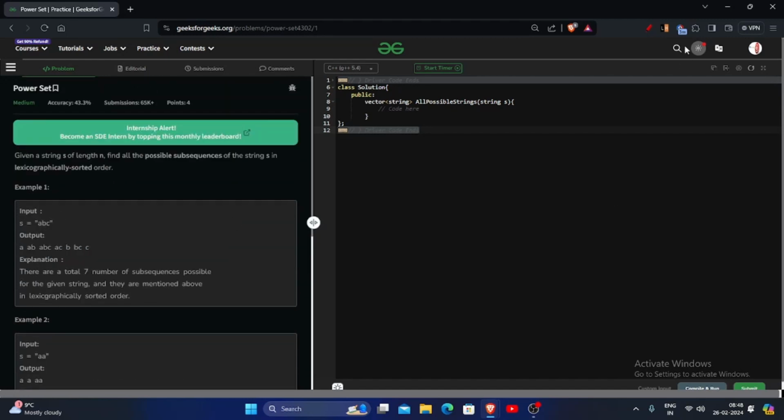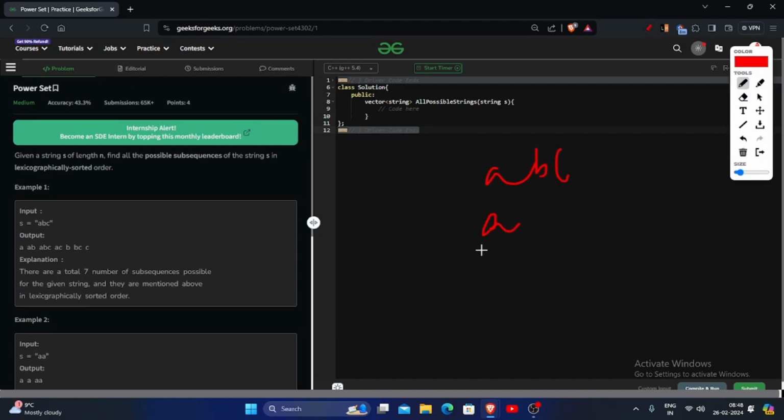So like ABC, A would be one, AB would be one, ABC would be one, BC would be one, and C would be one. These are the subarrays I generated first: A, AB, ABC, B, BC, and C. But it has subsequences, so AC would be a subsequence. So we have AC also. So I think 1, 2, 3, 4, 5, 6, 7, and 7 is the output.